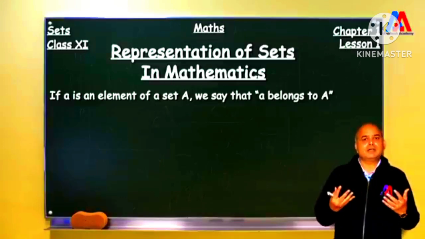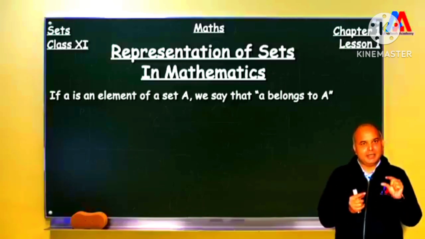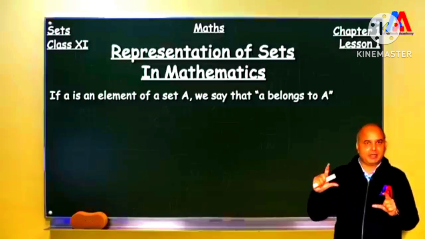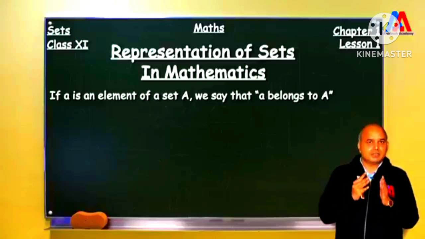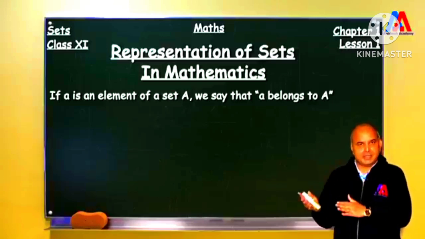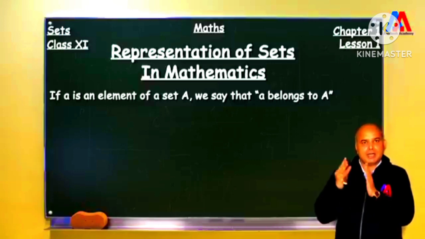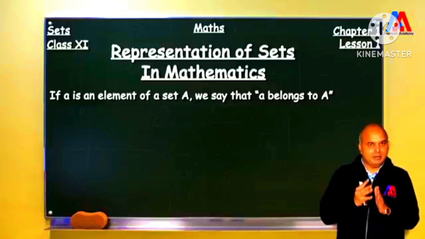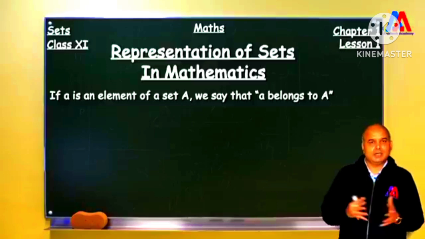How do we represent the sets in mathematics? In mathematics, the small letters like a, b, c represent the element. Capital letters A, B, C represent the set. So suppose an element belongs to a particular set, then we say a belongs to capital A. Small a belongs to capital A. That means the small a element belongs to the capital A set. So this is how we represent the set.